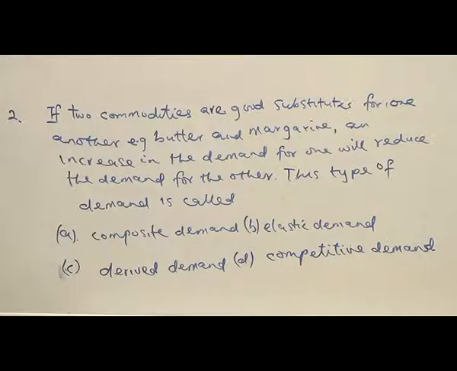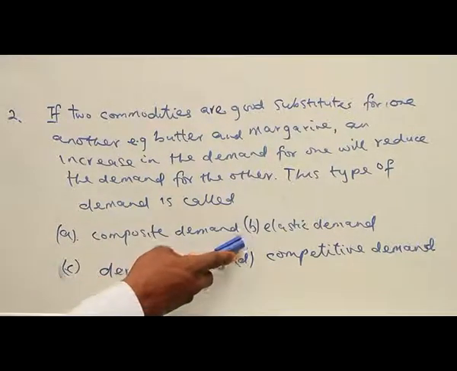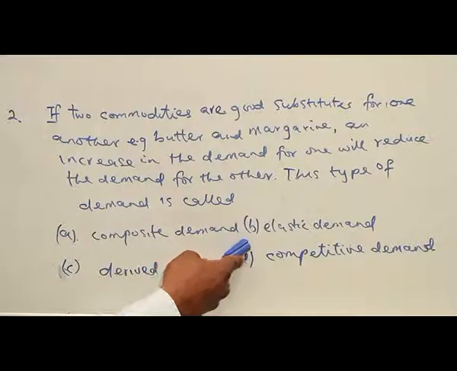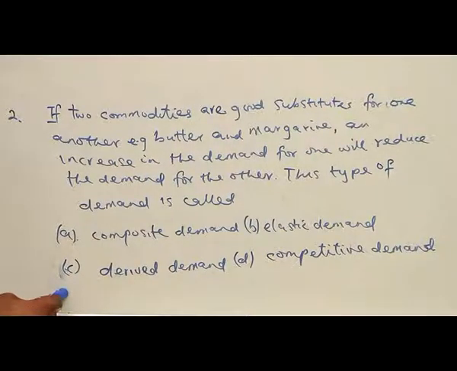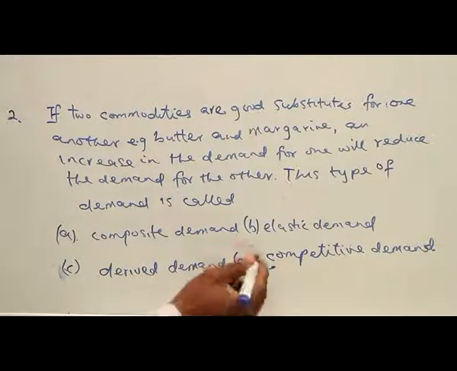Competitive demand. That is, in competitive demand, a commodity can be used in place of another. So if you cannot use butter, you can use margarine. The two goods are competing for use. So A cannot be right because composite demand is talking about when the commodity can be used for different purposes. B, we are talking about type of good here, not type of price elasticity of demand. Derived demand is not appropriate in this situation because we are talking about two goods that are substitutes. So the right answer is competitive demand.